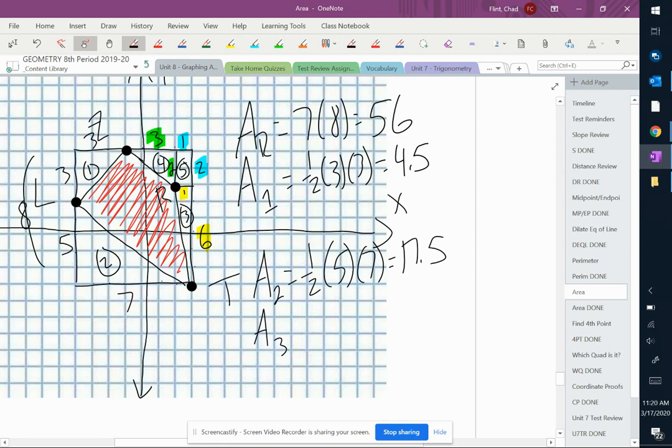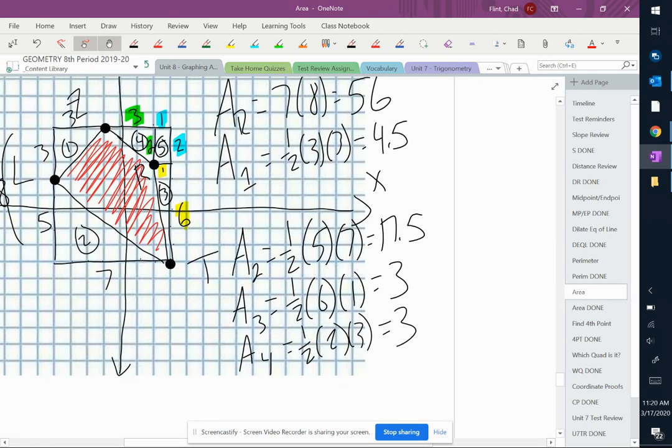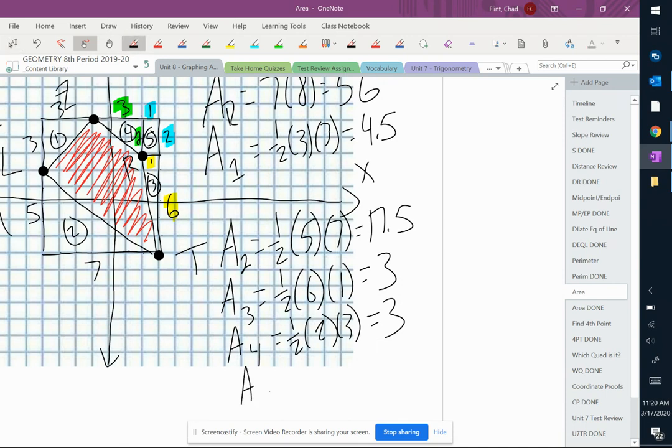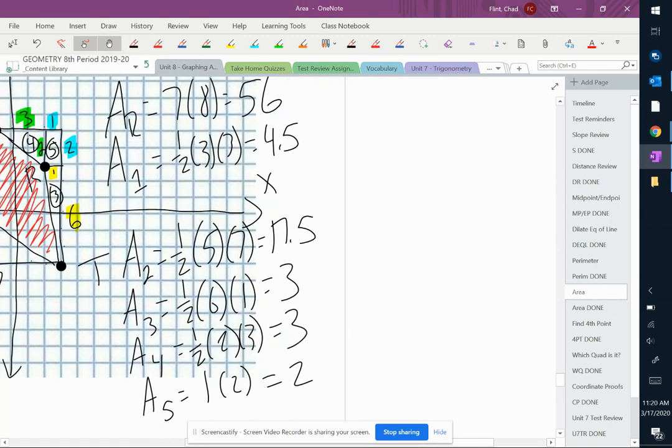Triangle 3 has a base of 6 and height of 1, so that's going to have an area of 3. Triangle 4 has a base of 2 and a height of 3, so that's also going to have an area of 3. And that little rectangle, number 5, has a base of 1 and a height of 2. Make sure you just use base times height for that one because it is a rectangle.